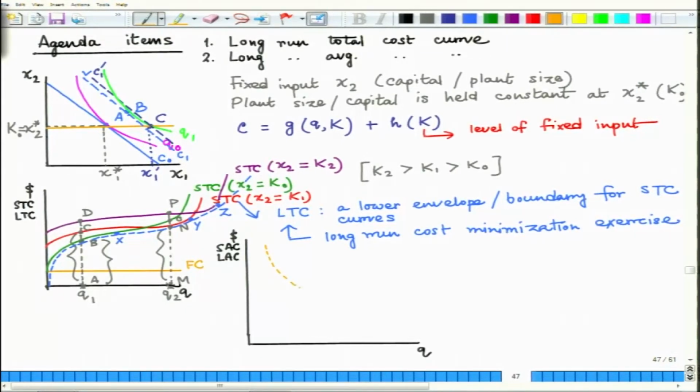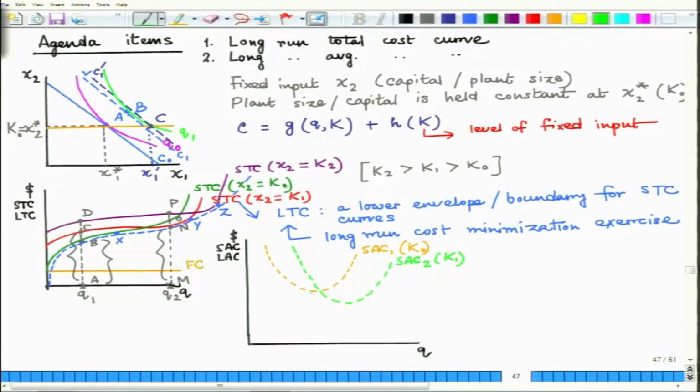Of course, if you have a short run total cost curve, you will have a corresponding short run average cost curve, right. So this is basically my SAC 1 that corresponds to my capital or plant size K naught. Then I have a similar diagram, short run average cost curve 2, and this time it is for the plant size K1. Okay.